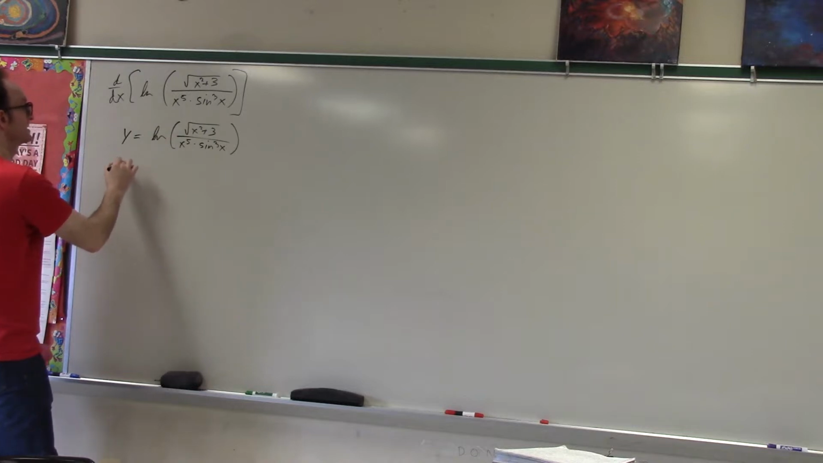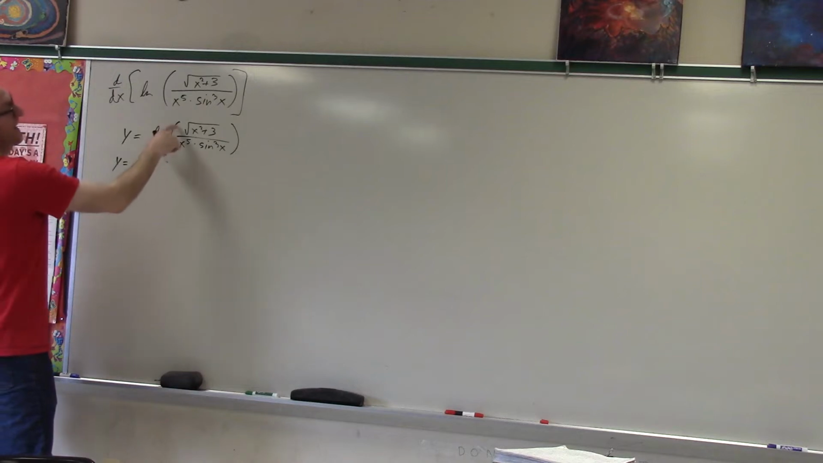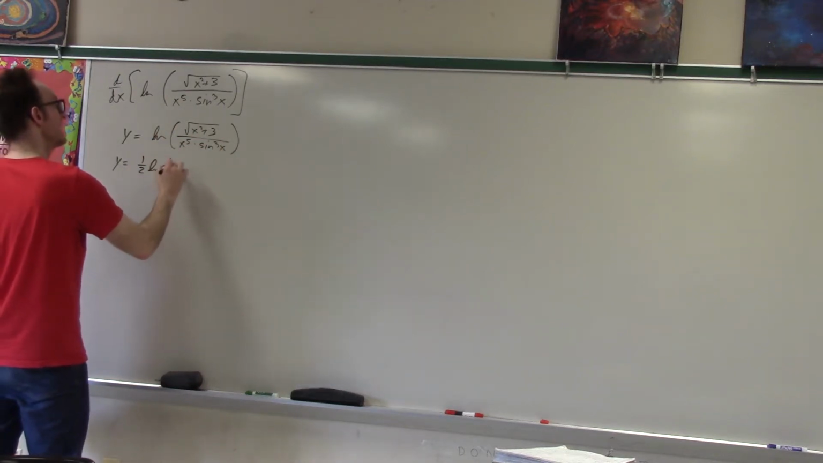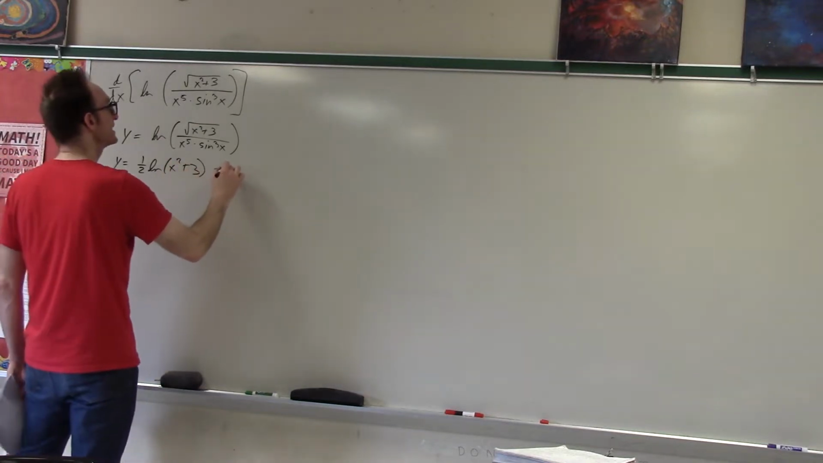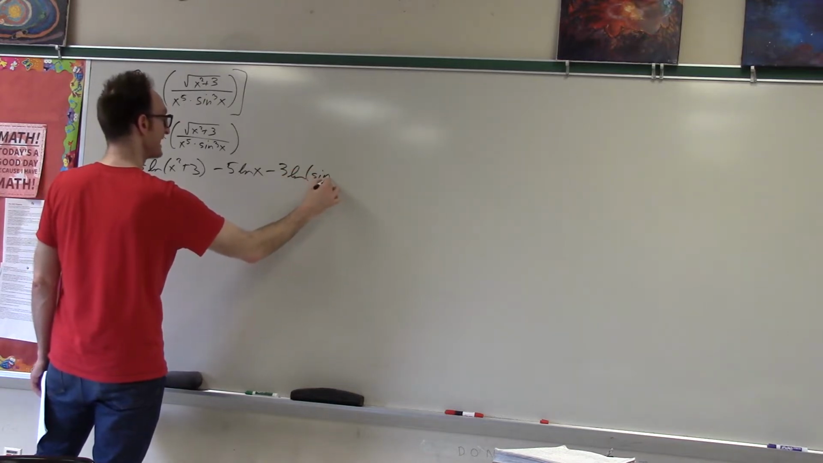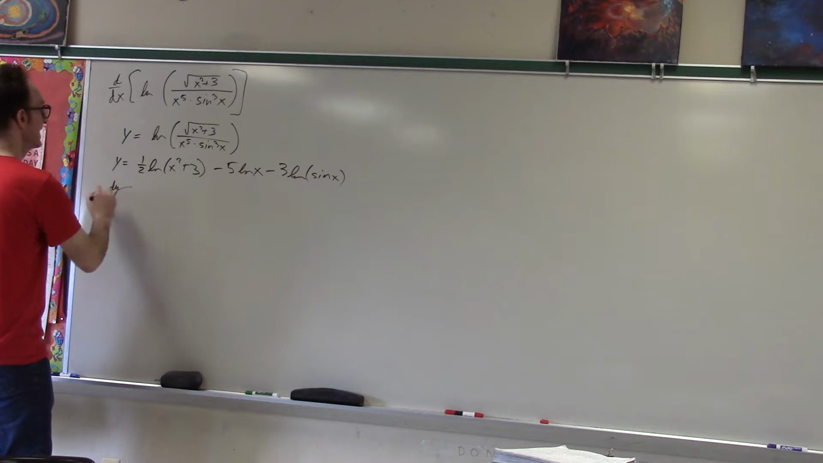what happens is you apply all these log rules, and I can just do this in my head because I've done this before. It's going to be ln of the top minus the ln of the bottom, but then that's also to the 1/2, so you get 1/2 ln(x squared plus 3) minus 5 ln x minus 3 ln sine x. And so this logarithm is really great because it splits quotients up into differences, it splits products up into sums, and it splits powers up into products. And now we have a very easy thing to differentiate.